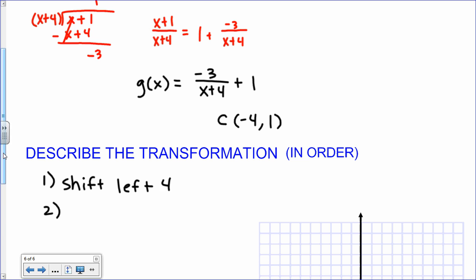Okay, my A is negative 3. When you're looking at A values, the negative is away from the number. So the negative does what? It reflects, right? It flips it. So there's a reflection over the x-axis.